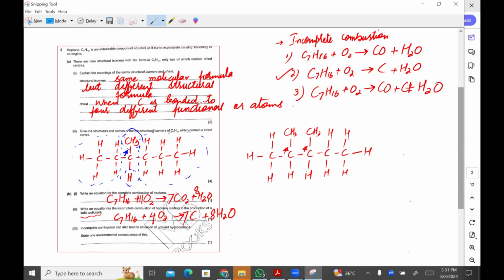Incomplete combustion can also lead to emission of unburnt hydrocarbons. State one environmental consequence of this. I think it's global warming. Great, so global warming is the right answer.